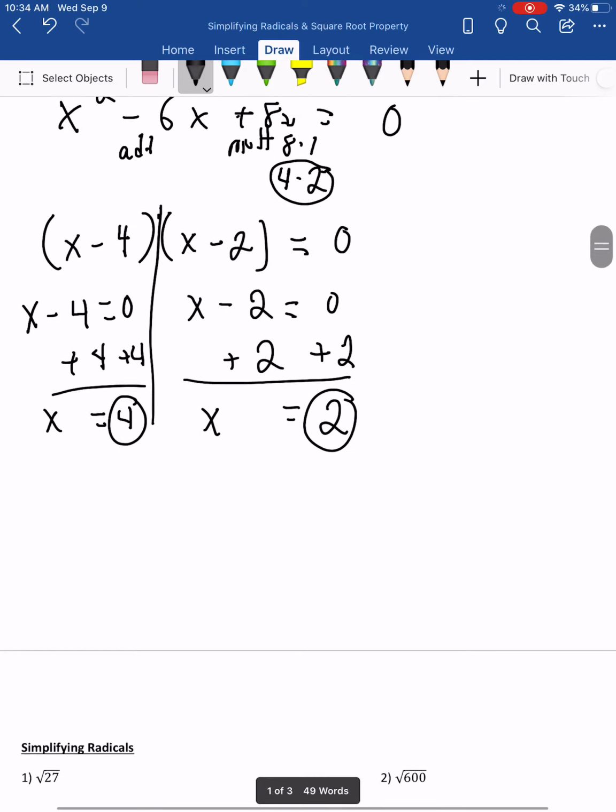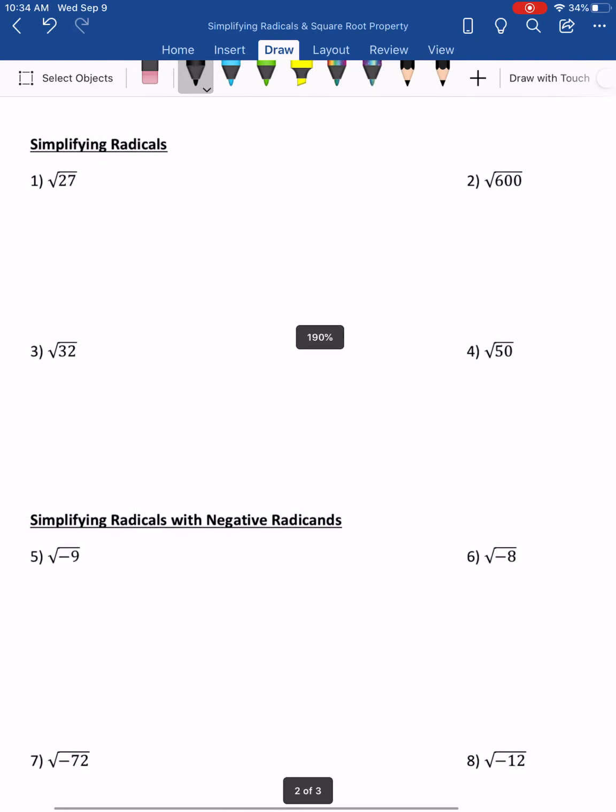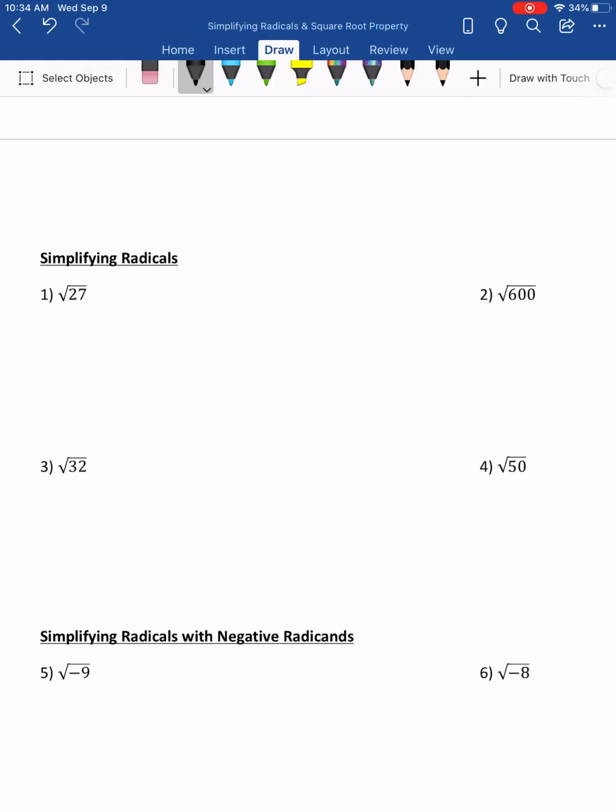Okay, let's move on to today's lesson. The first thing we want to do is review simplifying radicals. The reason we're jumping around a little bit is when we work with the quadratic formula, or a little later, the quadratic formula has square roots in it, so we need to be able to simplify square roots. Radicals and square roots mean the same thing, although we do have cube roots, fourth roots, which you saw a little bit of last year.